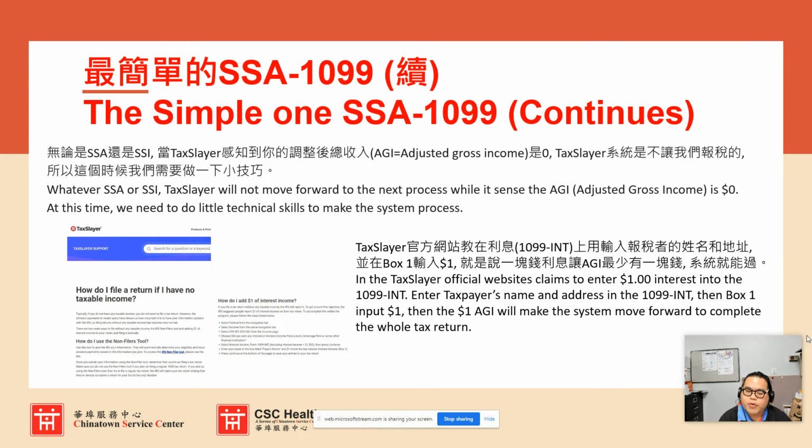So what can we do? What we do is go to the 1099-INT, click inside, and enter the taxpayer name and address. In box 1, we input $1. That means they give themselves $1, just to make the AGI $1 so the system will process. Don't put your $1 into other income, because other income is a higher risk for the IRS to audit your return. Okay.